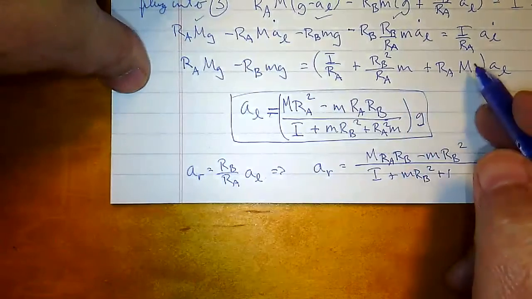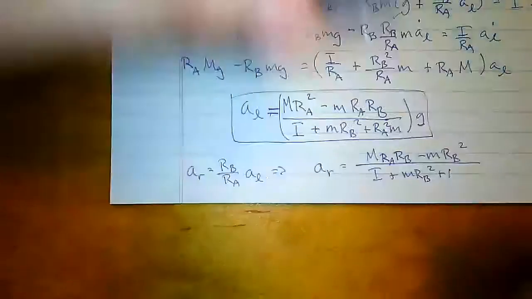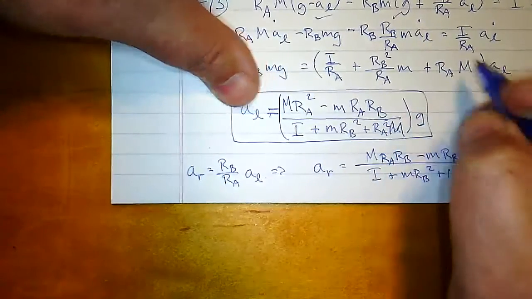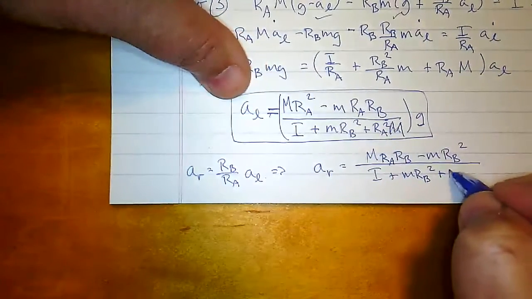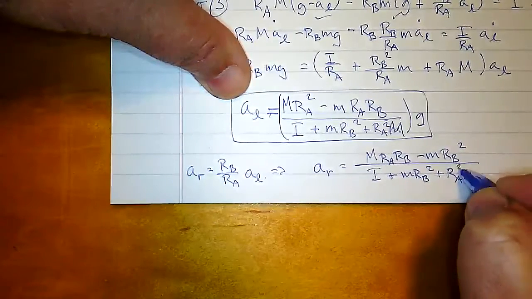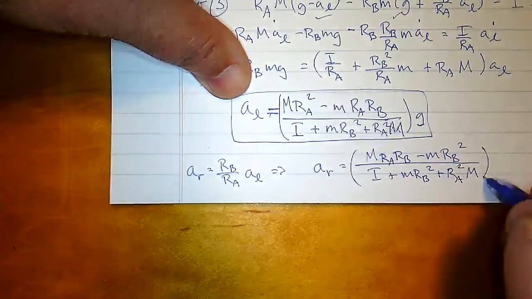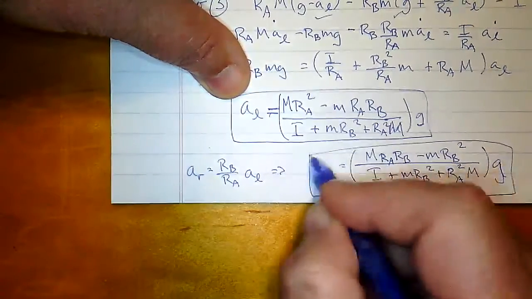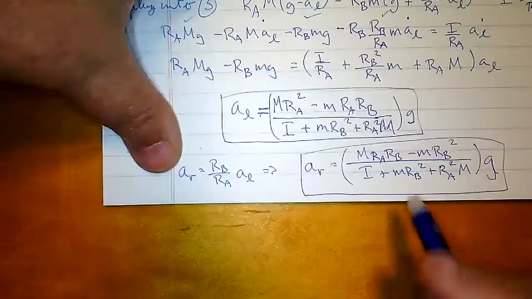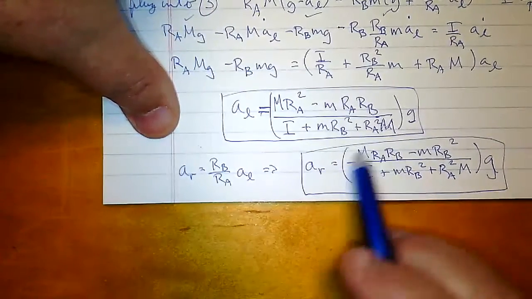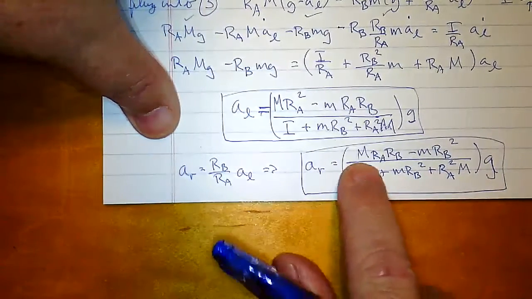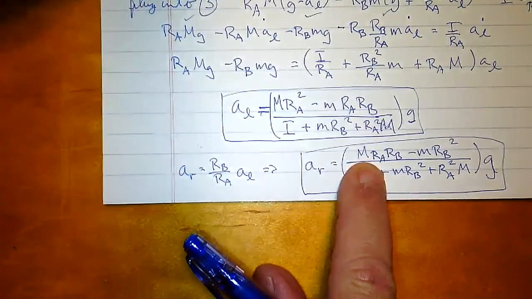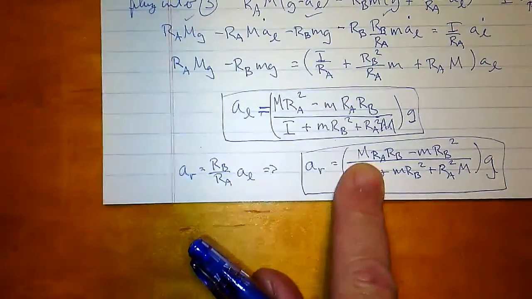Actually, this one was supposed to be big M over here. Sorry about that. Notice that was a big M, but it digressed. So I have RA squared times big M, again, times G. So now I've got the acceleration on the right-hand side. Again, if you let RA equal to RB equal to just plain R, and you let the moment of inertia of the pulley go to zero, you end up getting M minus M over M plus M times G, which is again the Atwood machine. So that gives us some confidence that our answer is actually correct.